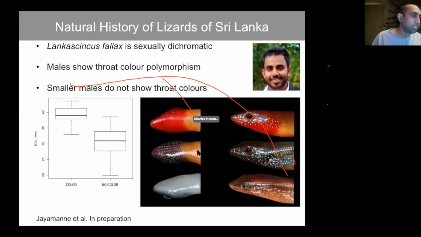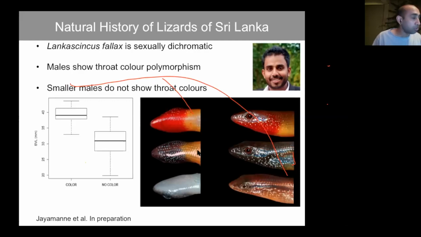So we wanted to see what is the basis behind this throat coloration. So I assigned one of my students at the Rajarata University, Ishara Jayaman. So his study indicated that only the males have this bright throat coloration. The females do not have that throat coloration. The females will have this pale throat color or white throat color. But males develop this throat color at a particular size or particular age. So usually larger males will have these bright throat colorations.